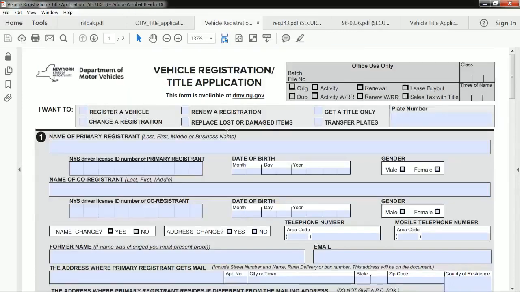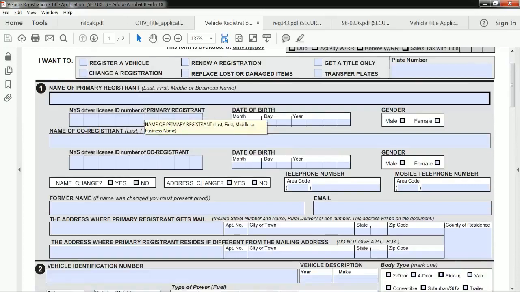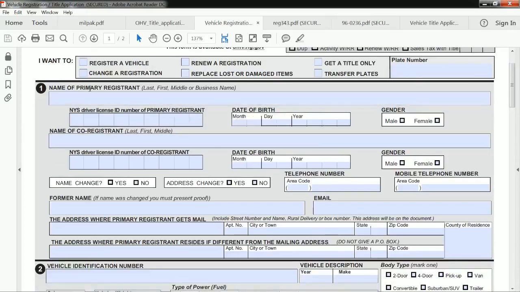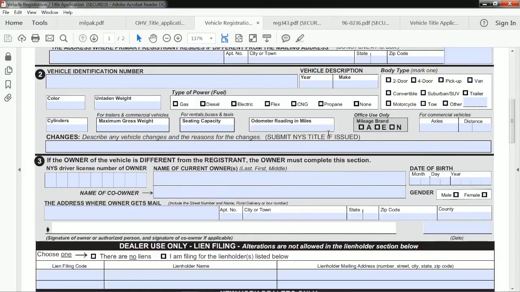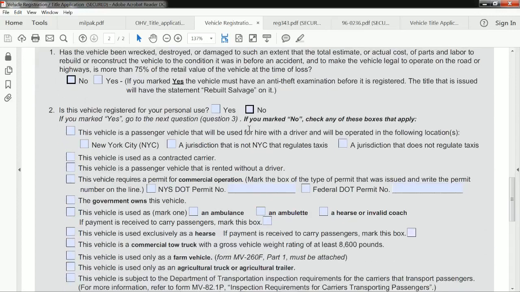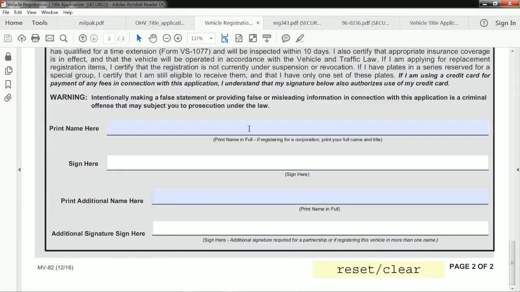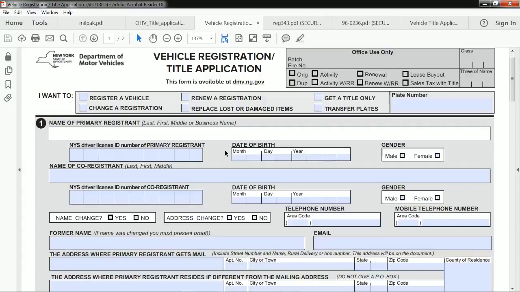This is New York. Name of primary registrant, last, first, middle, or business name. If the owner of the vehicle is different from the registrant, the owner must complete this section. This is pretty self-explanatory. This is from New York State, so this is pretty simple. So once again, name of primary registrant, business name.